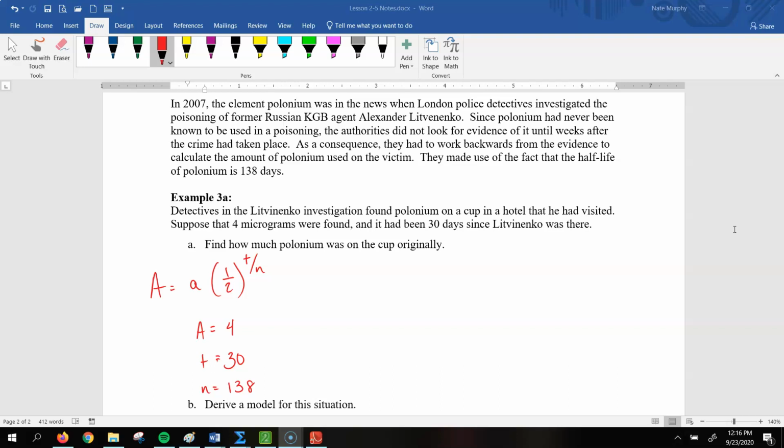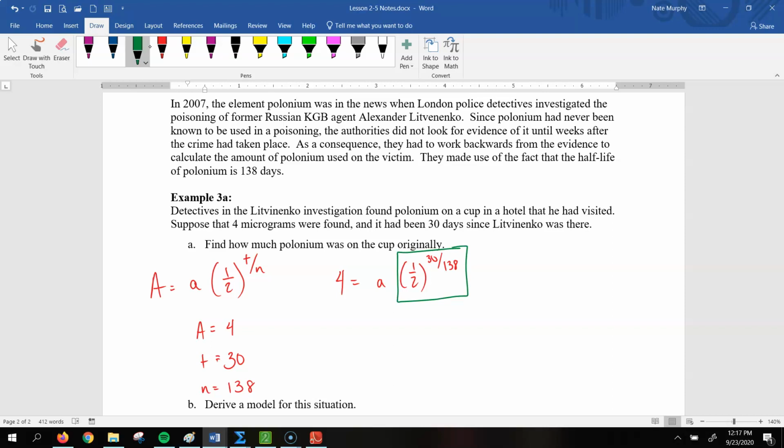And N is the length of the half-life. And the half-life of polonium is 138 days. So N is 138. So we're going to plug all that into our equation. So we would have 4 equals A, which we're trying to find. And since we're dealing with a half-life, our growth factor will always be 1/2. And then our T is 30 divided by 138. Now, this piece here, our calculator, we can do that all in one step.